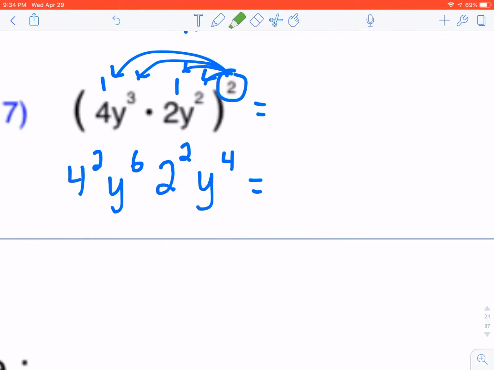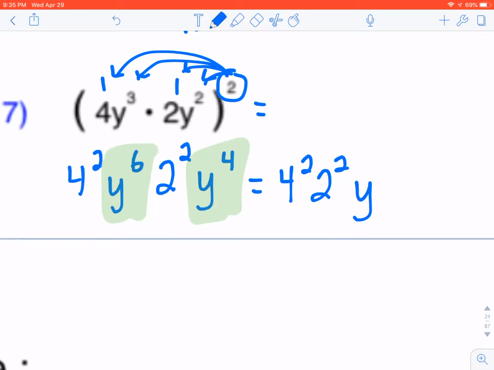From here, we have y's that repeat. So our bases of y repeat. Your coefficients of 4 squared and 2 squared, just rewrite in front. You're multiplying same base, so rewrite your y, and add your exponents. 6 plus 4 is 10. So 4 squared, 2 squared, and then y to the 10th.